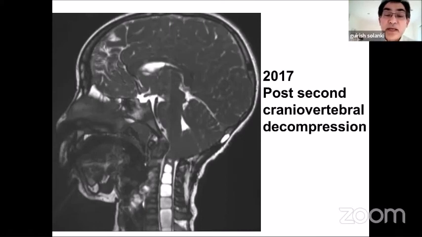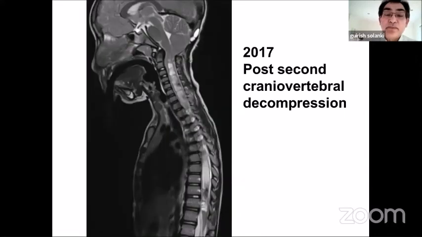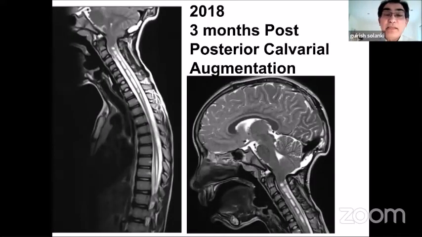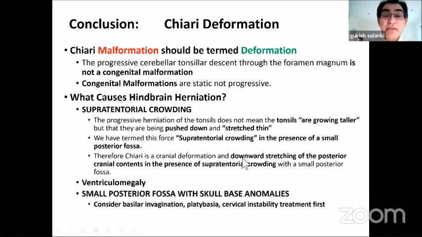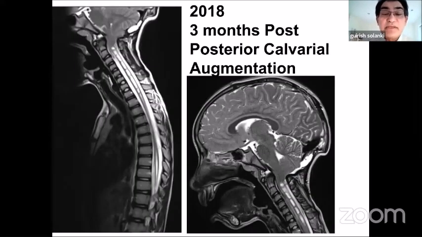What you can see now is that the cerebellum is coming down because there's no more bone to stop it. The syrinx only got worse, and the child started becoming clumsy at this point. You can see how big the syrinx has become. So at this point, they decided to consider the posterior calvarial augmentation, which I carried out. This is the post-op 3-month image showing a very rapid decompression of the syringomyelia and clinical improvement in the child. And there's a further image showing that the hindbrain hernia has also regressed.